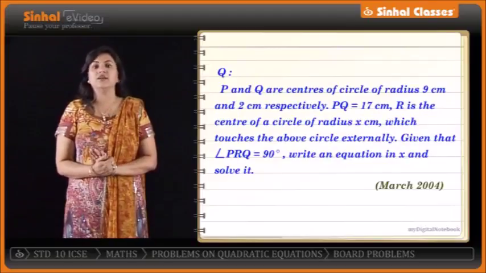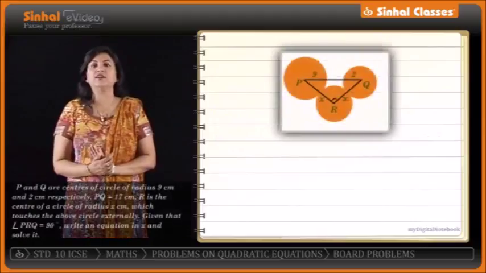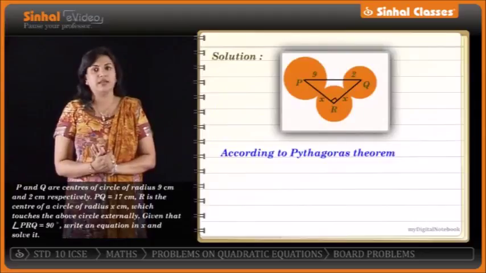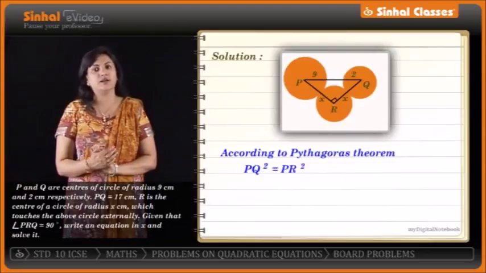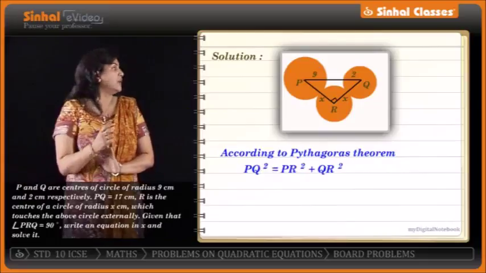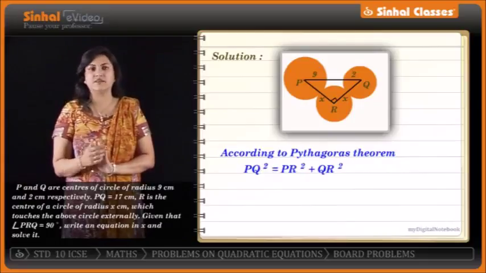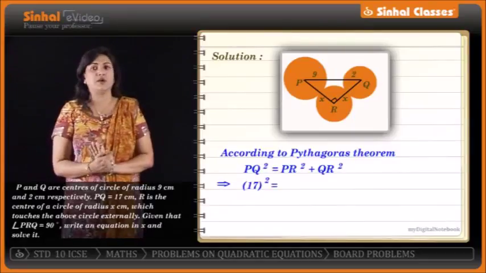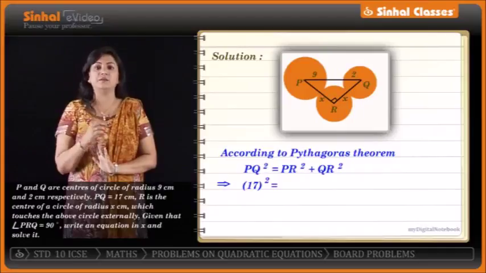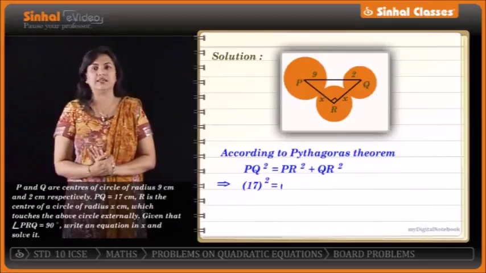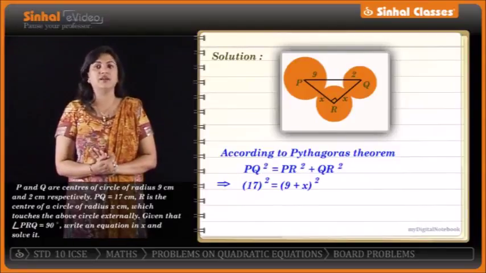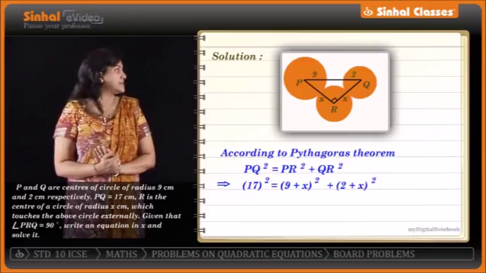Now in this question, we have a right angle triangle. So we can say by Pythagoras theorem, PQ square is equal to PR square plus QR square. Now what is PQ square? PQ is 17, so PQ square is 17 square. Now PR square will be 9 plus x the whole square, and the third side, which is QR square, will be 2 plus x the whole square.